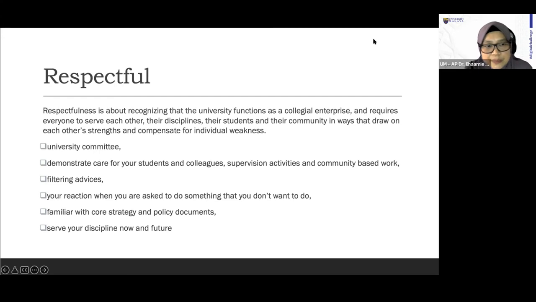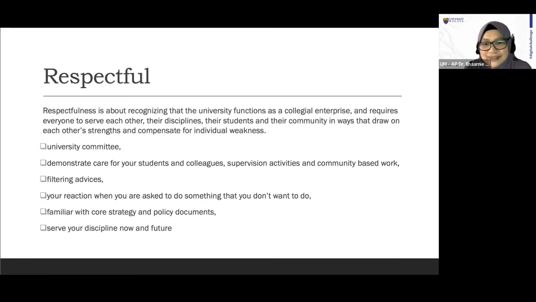And being respectful also is about your reaction when you are asked to do something that you do not want to do, eh? So if you are asked to do something which you do not want to do, especially when your boss asks you to do it, you cannot say no. You have to be polite, you have to be respectful, eh? You have to be careful with your reaction, don't get angry, don't marah-marah, eh?